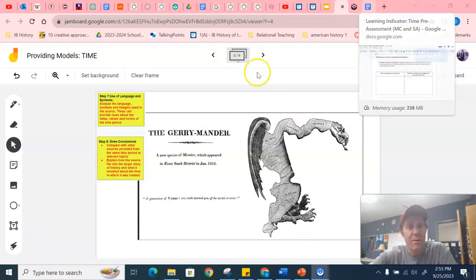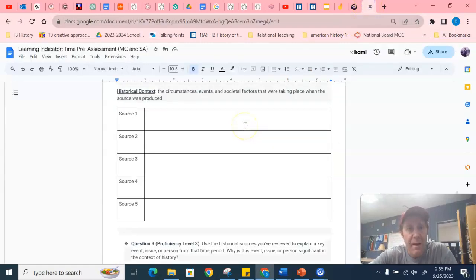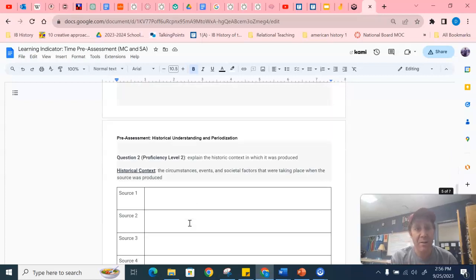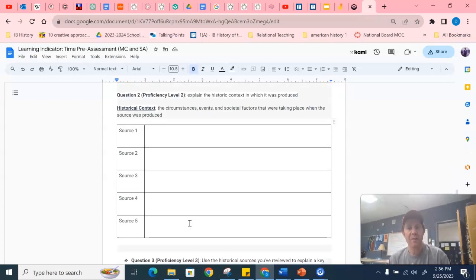And so before we start looking at the last couple steps, just looking back here at the pre-assessment, we only had one source, so we weren't able to put the sources in chronological order, but we definitely could identify the date and the time in which the sources were provided. Looking at the next question, we were able to explain the historical context in which it was produced. That was really step 3, and even step 4, looking at the major conflicts and changes that were happening.